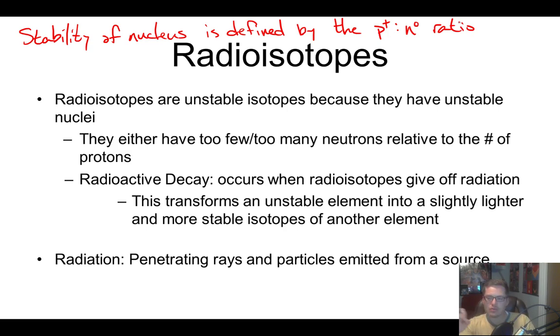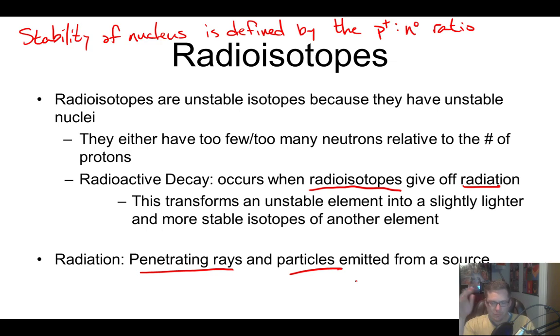But essentially, for the stability of your nucleus, you're going to look at the number of protons and look at how many neutrons you got. If you have the right number of both, you've got a fairly stable element. If you don't have the right number of both, then your thing is not stable and you undergo radioactive decay. Okay, radioactive decay occurs when your unstable isotope, or your radioisotope, gives off radiation. Radiation is defined as the penetrating rays and particles emitted from a source, and the source is simply the radioisotope.